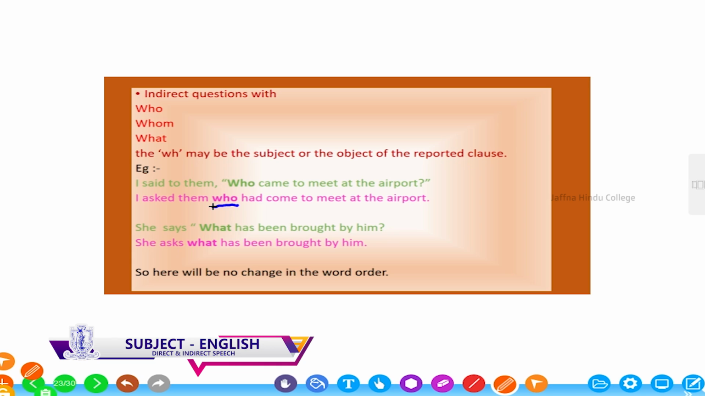She says, what has been brought by him? The reporting verb is in the present tense, so we don't change the tense in the reported speech. She asks, what has been brought by him? There is no change in the tense. Has been remains as has been because the reporting verb is in the present tense.